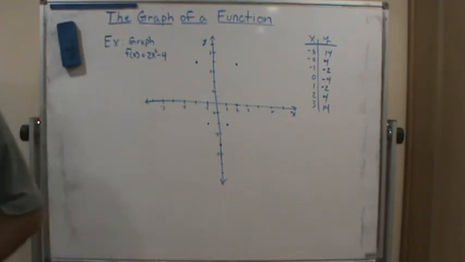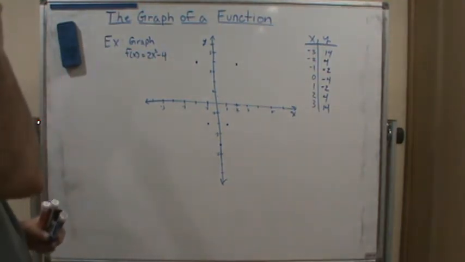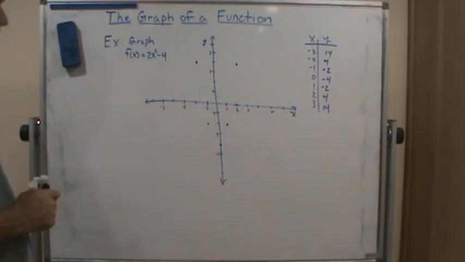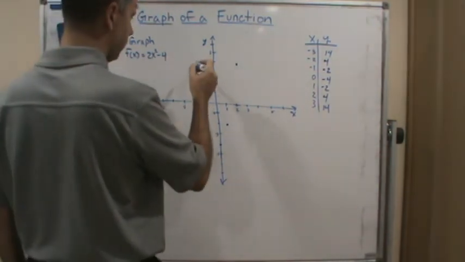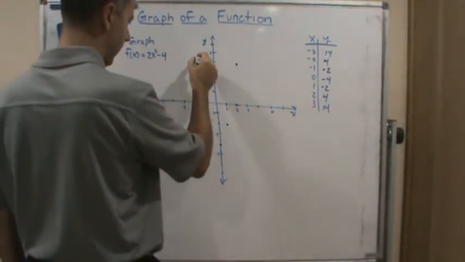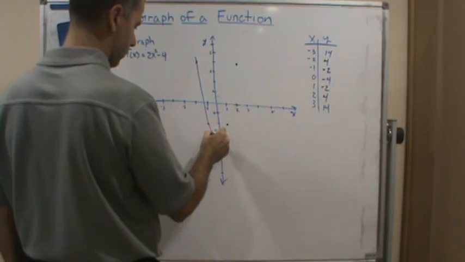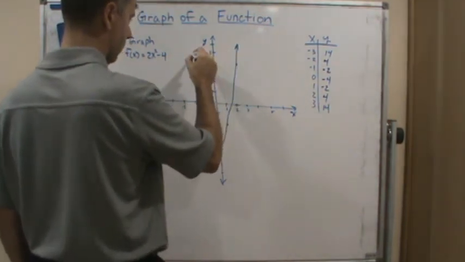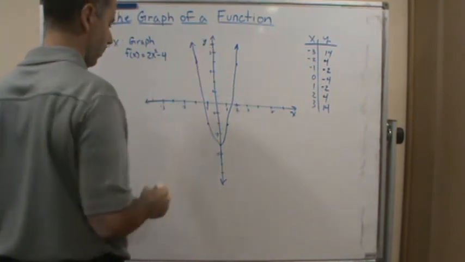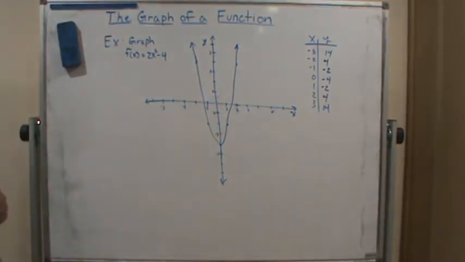And so if we look at this graph, and again, we connect it with a smooth curve from left to right. We get something like that.